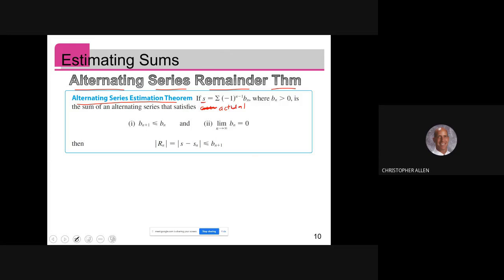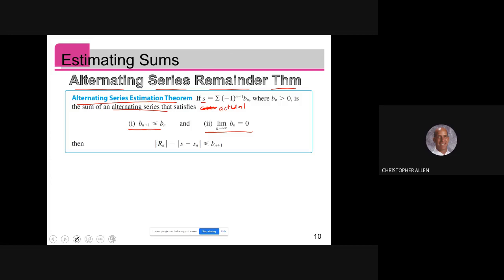If the actual sum of that series, where b sub n is greater than 0, is the sum of an alternating series, and it satisfies this and this, which we've already discussed, it means it's convergent. Then the absolute value of the remainder of the nth term, which is the actual sum minus the partial sum in absolute value, has to be less than the b sub n plus 1 term.